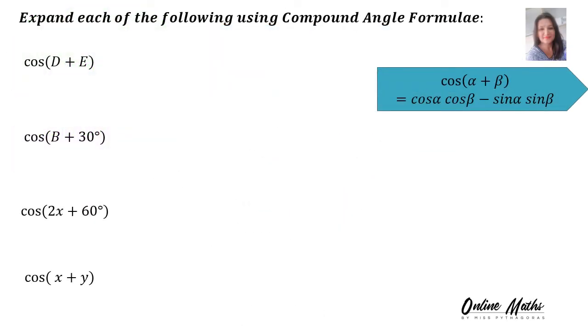Expand each of the following using the compound angle formula. So all we've got so far is, and I gave it to you there in the blue, cos alpha plus beta is cos alpha cos beta minus sin alpha sin beta. So the first sum there, cos D plus E, you will write as cos cos sin sin. And then the angles are D and E. So you write D, E, D, E. And because this is a plus, this is going to be a minus.